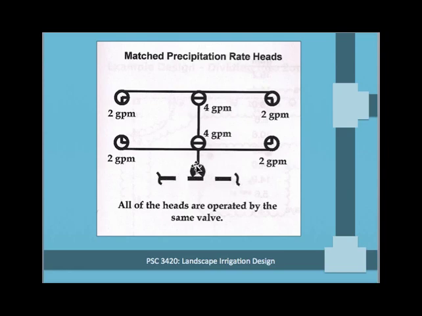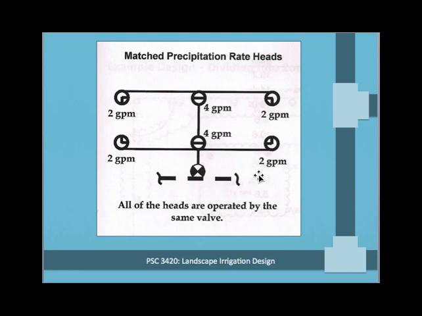And then you have laterals coming up here and here. And so in this case, what you see are 4 quarter circle heads, 1, 2, 3, 4, and 2 half circle heads, 1, 2. All of these heads are being operated by this valve. When this valve opens, all of these heads are in operation.